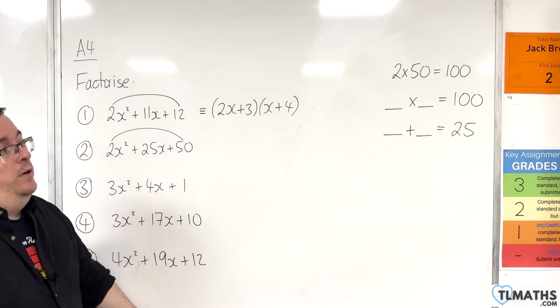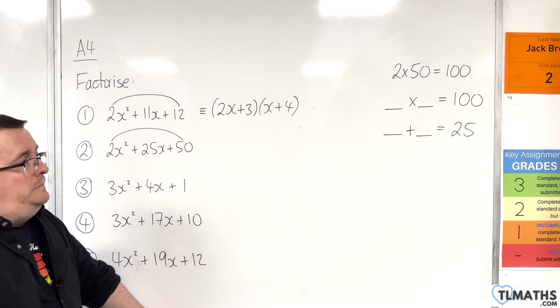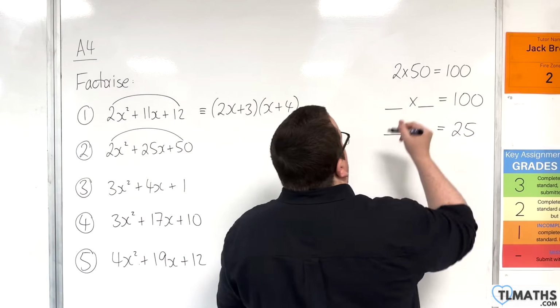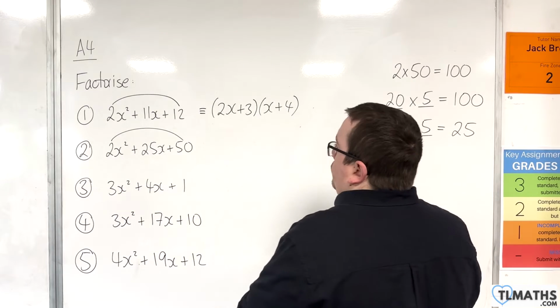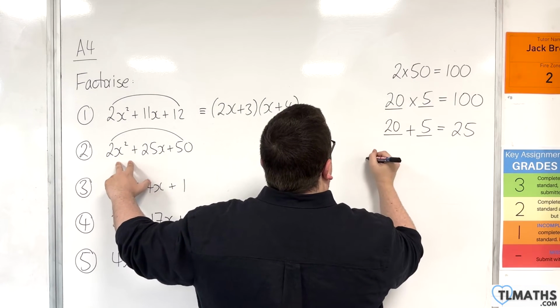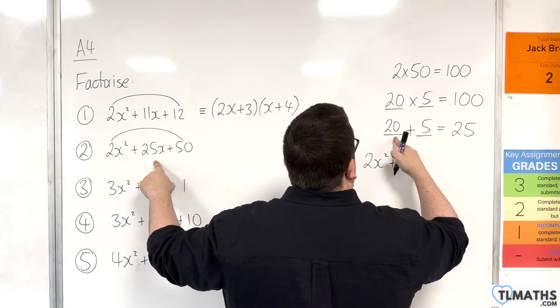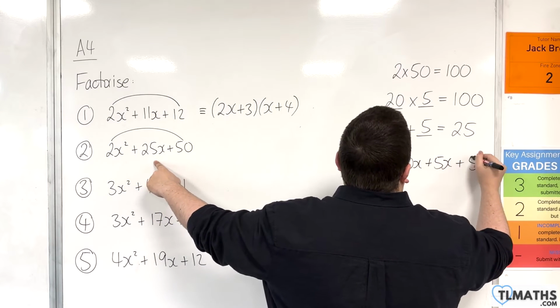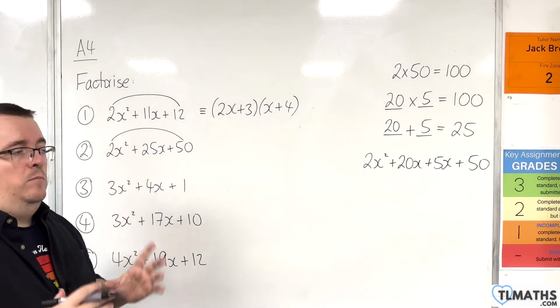So 50 and 2 doesn't cut it, does it? 25 and 4 doesn't cut it. 10 times 10, 20 times 5, that'll work. 20 and 5. Okay, right. So now, split up the 25x into 20x plus 5x. And then we've got the plus 50 on the end. Again, it doesn't matter if we do 5x plus 20x, same idea.